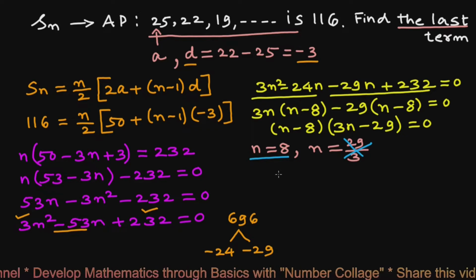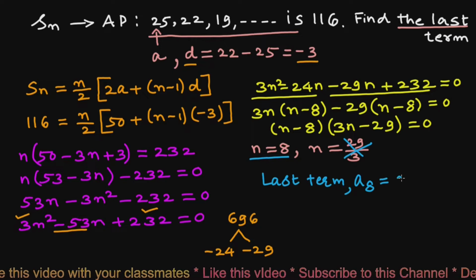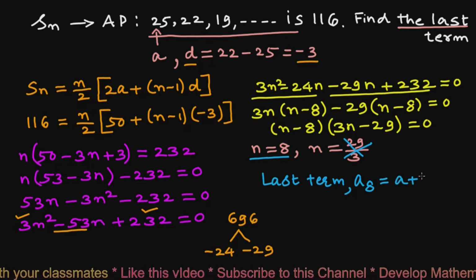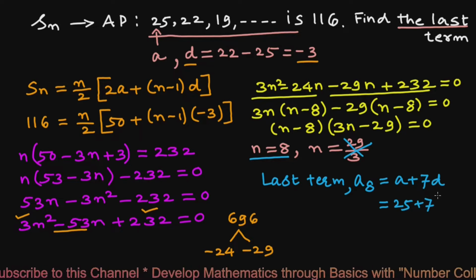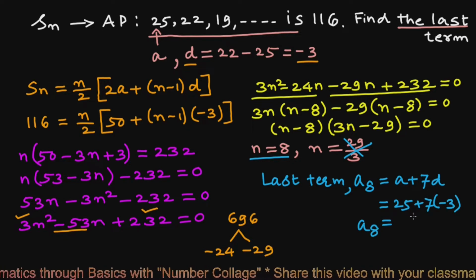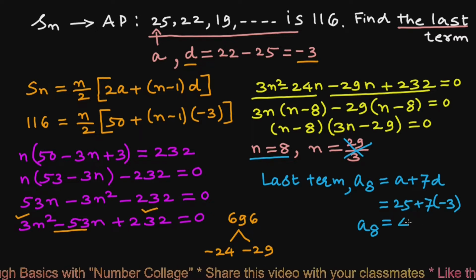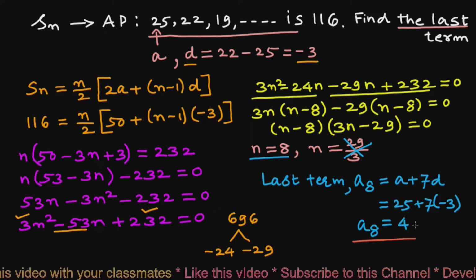Now the 8th term will be the last term. So last term a8 will be a plus 8 minus 1, that is 7d, which will be 25 plus 7 multiplied by d, which is minus 3. So a8 will be 25 minus 21, 4. So the last term will be the 8th term and that will be 4.